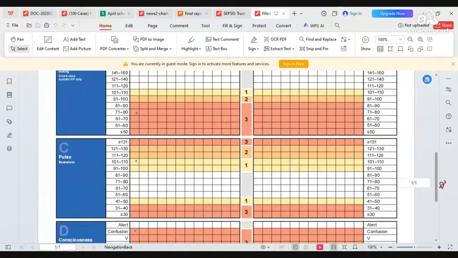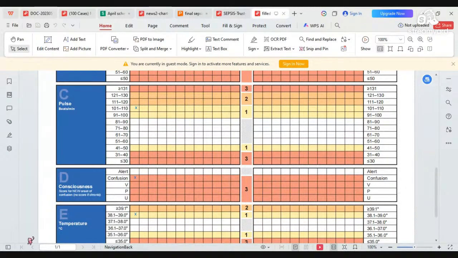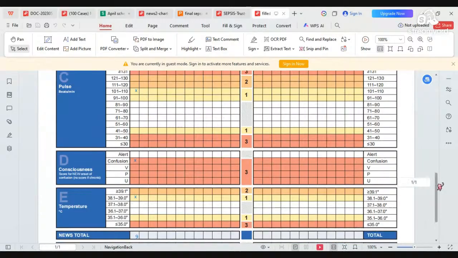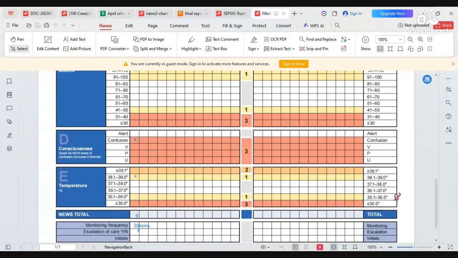And now for her consciousness level. The NEWS 2 chart has alert, confused, verbal response, response to painful stimuli, and then unresponsive. This patient was said to be drowsy, and she had an AMT of 5. So she's obviously not alert, she's confused, and that gave her a score of 3. Her temperature was 38.5. That gave her a score of 1, making her have a total NEWS of 9.